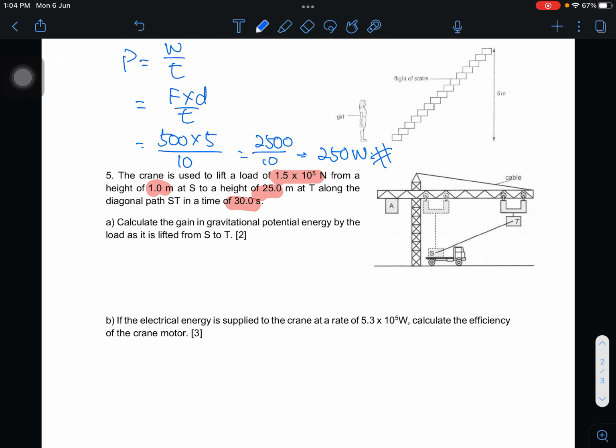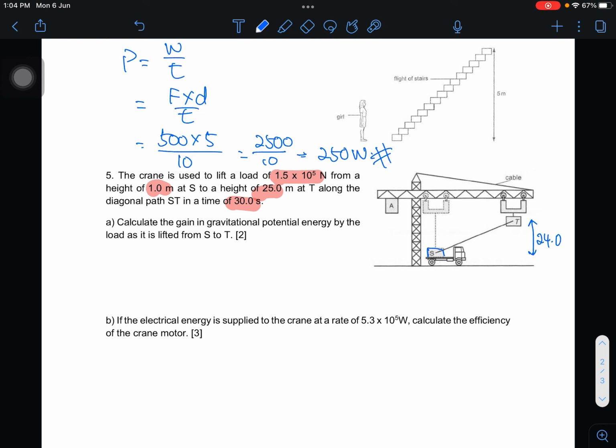The load is 1.5. So to lift it up, you need a force of 1.5 times 10 to the power 5 Newton. All right, height of 1 meter. So initially it was here, 1 meter. Then it went up. This is at 1, and at T is 25. So the height gain is not 1, it's not 25. The height gain is 24.